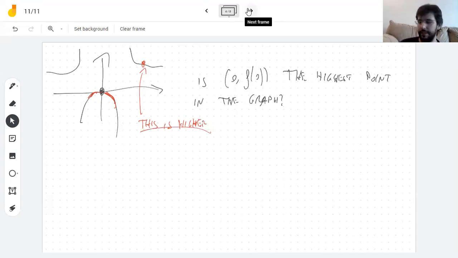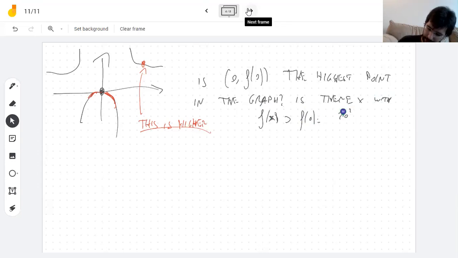Okay, I don't know what you mean by technically, but there are a bunch of higher points. This is the same as asking, is there x with f of x bigger than f of zero, which we've already computed? It's zero. And the answer is, yes, there is. You can see it already in the picture because it goes to infinity.